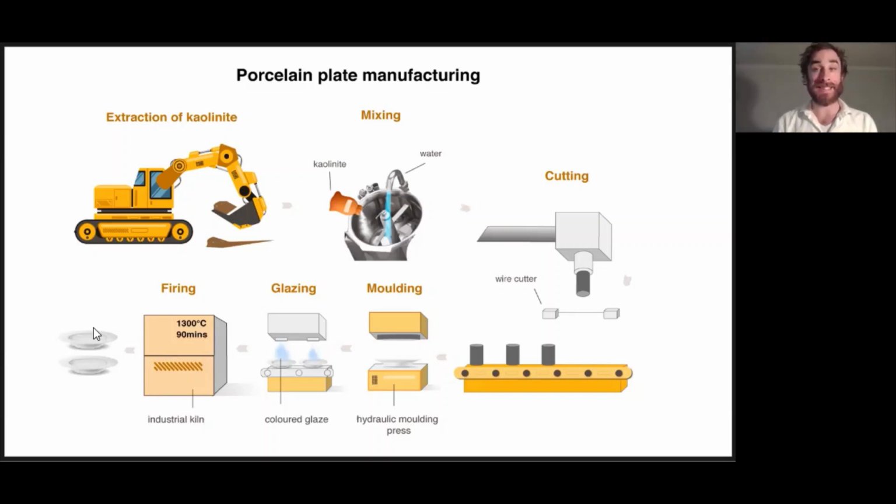There are 6 stages in this diagram. We can see this because of the headings: the extraction of kaolinite, mixing, cutting, molding, glazing, and firing. The other images are not necessarily stages by themselves.